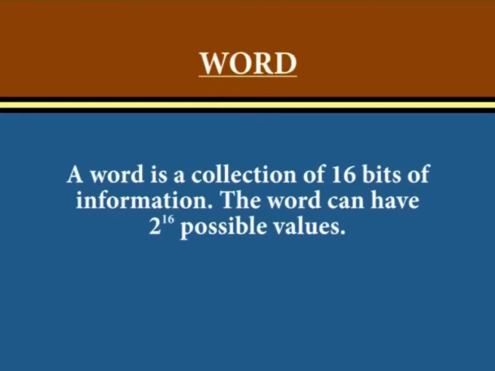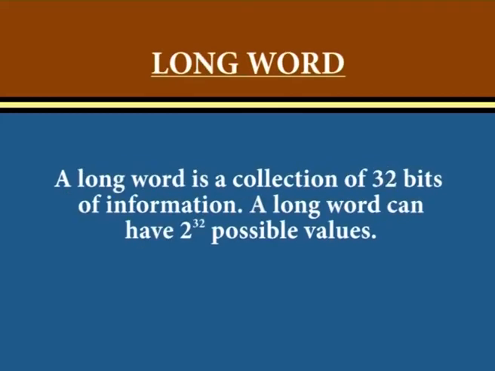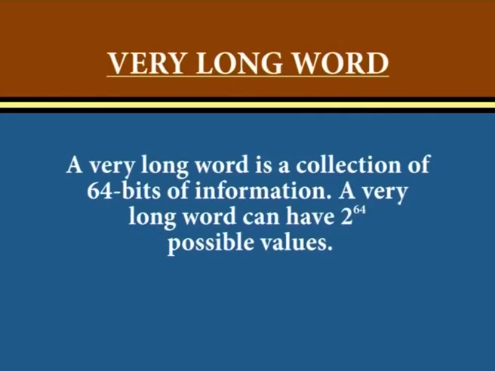A word is a collection of 16 bits of information. A word can have 2 raised to the power 16 possible values. A long word is a collection of 32 bits of information. A long word can have 2 raised to the power 32 possible values. And a very long word is a collection of 64 bits of information. A very long word can have 2 raised to the power 64 possible values.